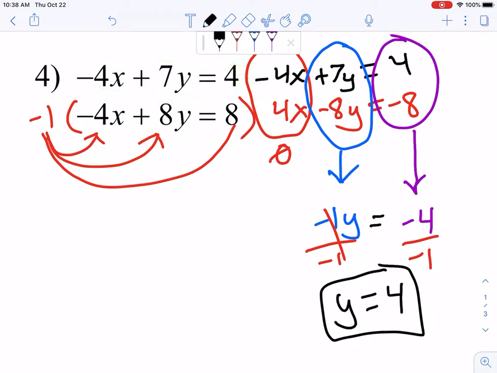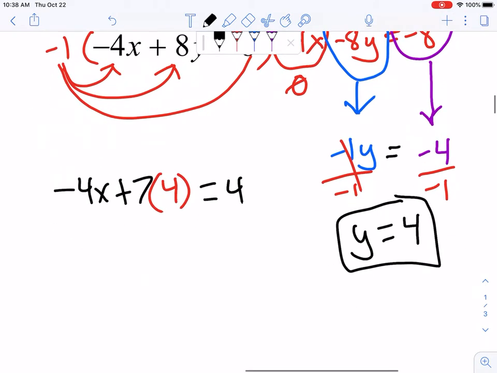So I'm going to say negative 4x plus 7, and then I'm replacing the y. We always want to pay attention to which term we are substituting. So I'm replacing the y with a 4 equals 4. And now I'm going to work these out. So I'm going to do 7 times 4 to make 28.